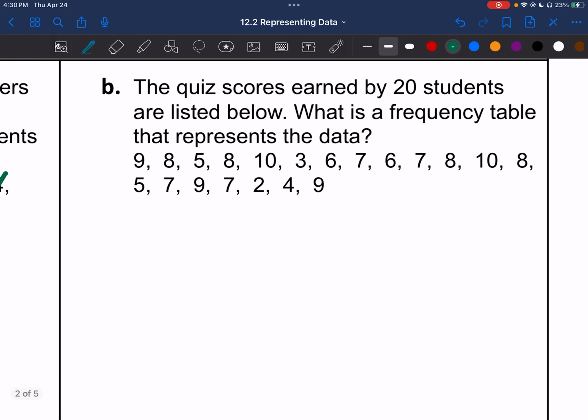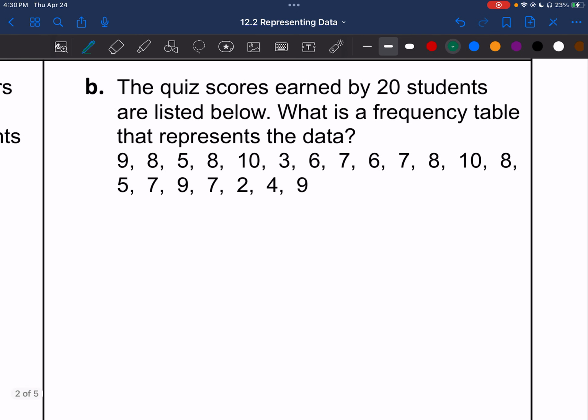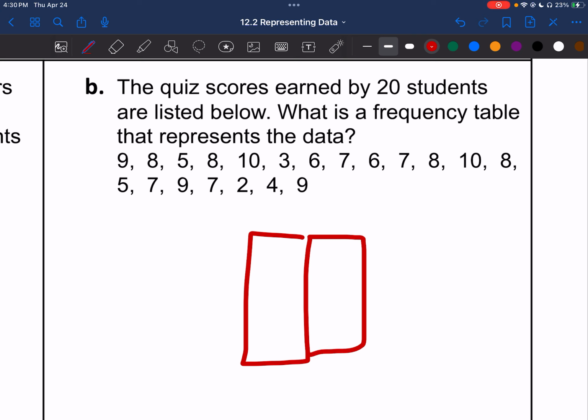All right. Quiz scores earned by 20 students are listed below. What is a frequency table that represents this data? So we're going to create a frequency table, and we're going to set it up, and we're going to figure out what our intervals are going to be.